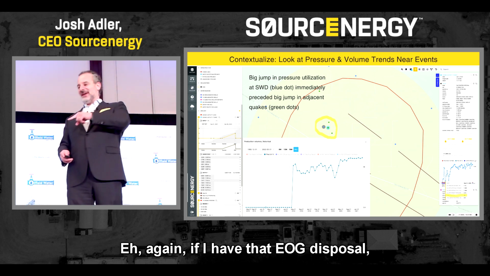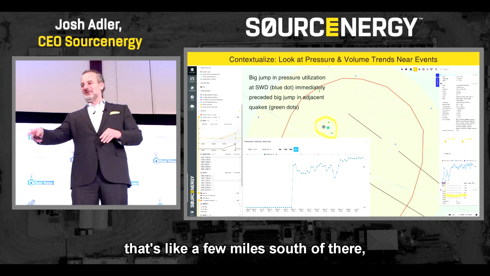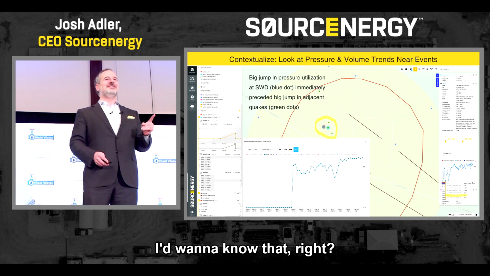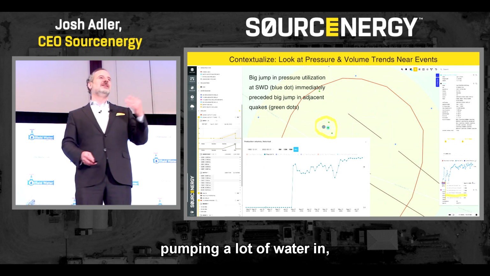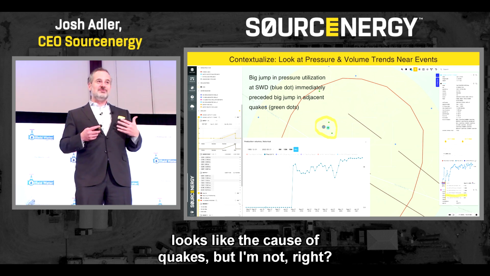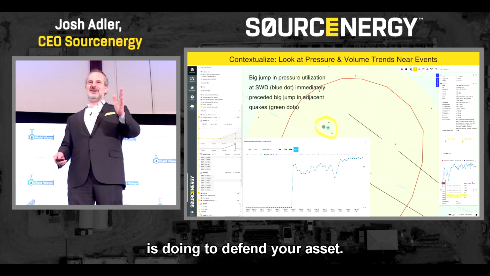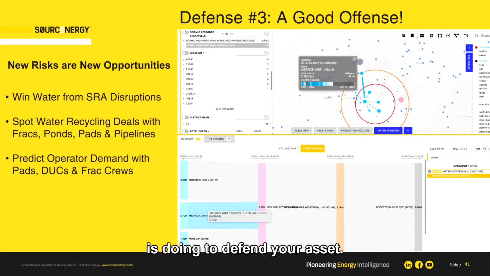Again, if I have that EOG disposal that's like a few miles south of there, I'd want to know that, right? Look, there's other people who are jacking it up, pumping a lot of water in, looks like they're causing quakes, but I'm not, right? So you need to know what everyone else is doing to defend your asset.